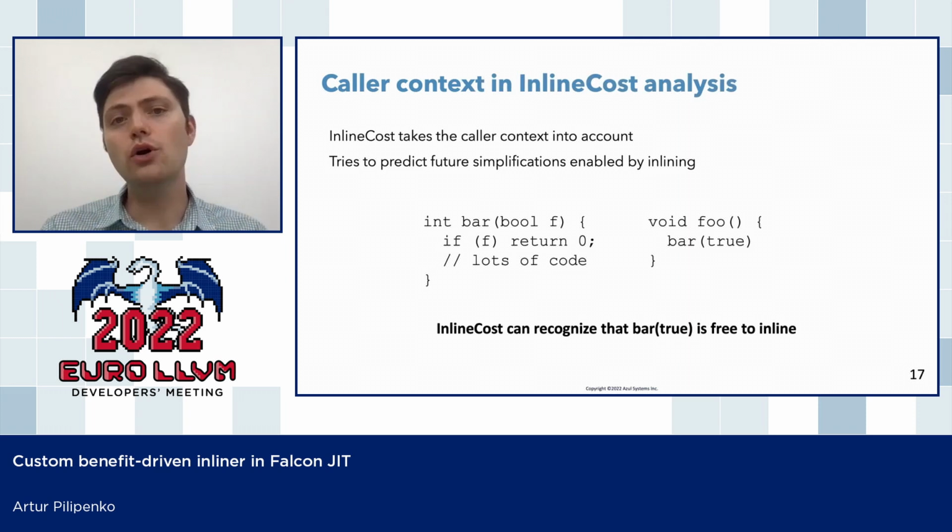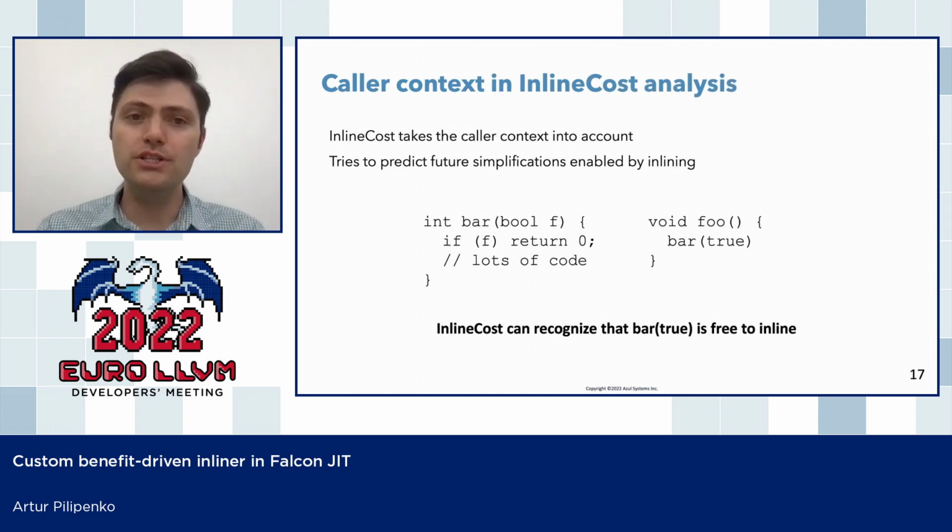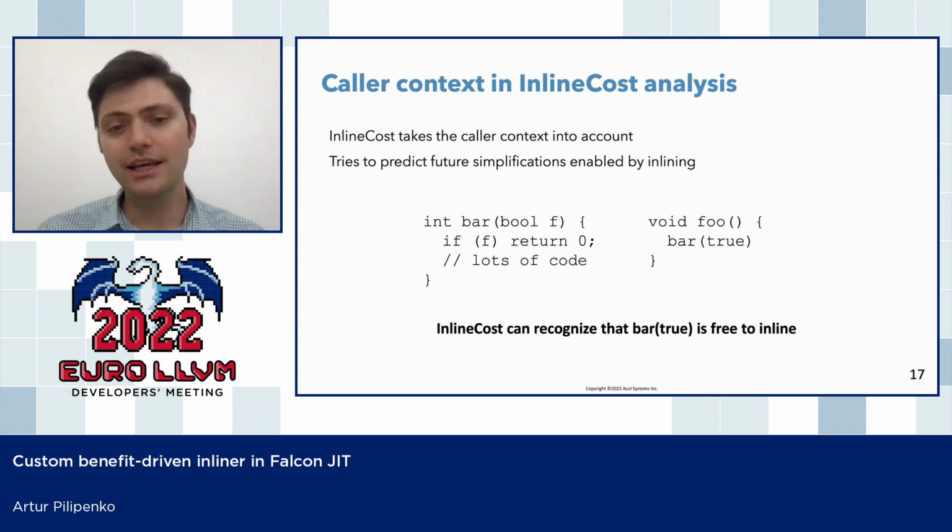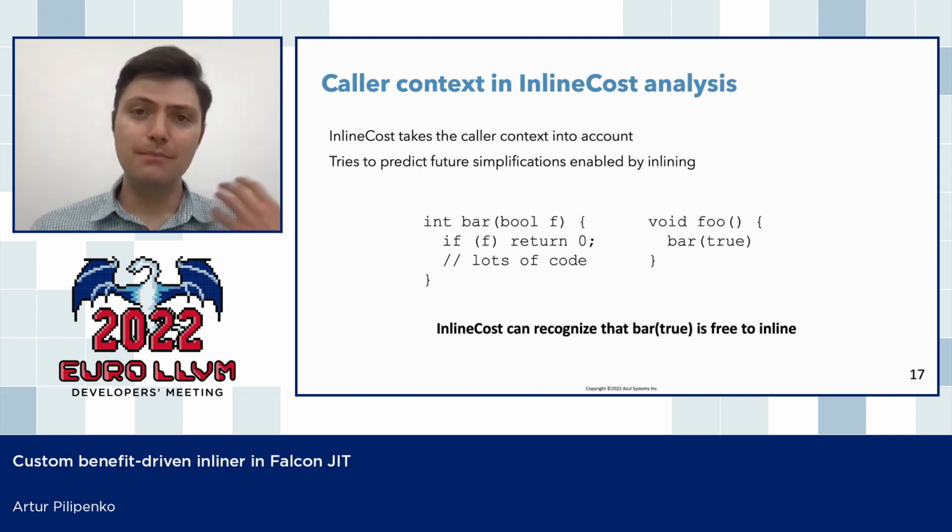InlineCost takes the caller context into account, and it tries to predict future simplifications enabled by inlining. For example, here, InlineCost can recognize that bar(true) is free to inline. As I mentioned earlier, simplifications enabled by inlining are an important effect of inlining, and the ability to recognize them is very powerful.